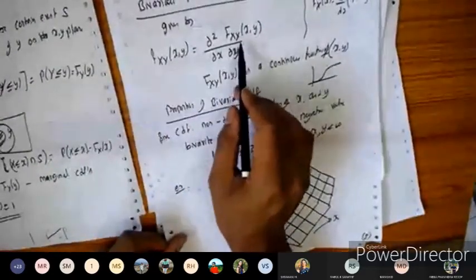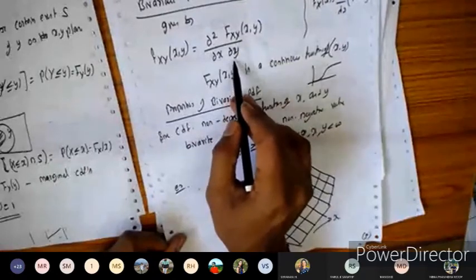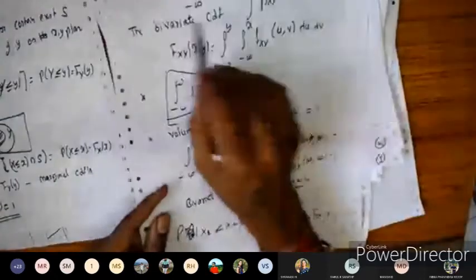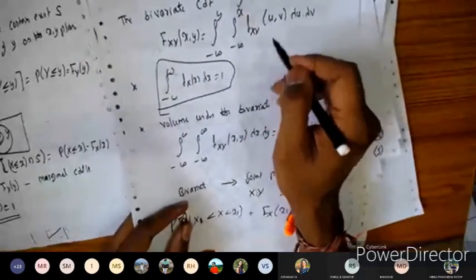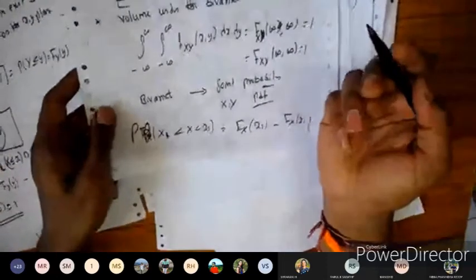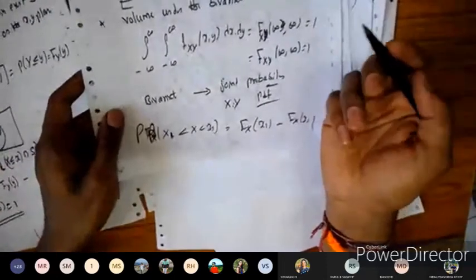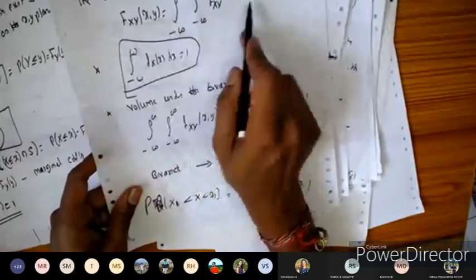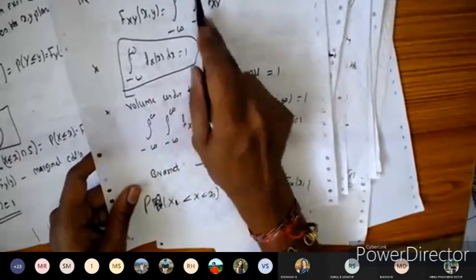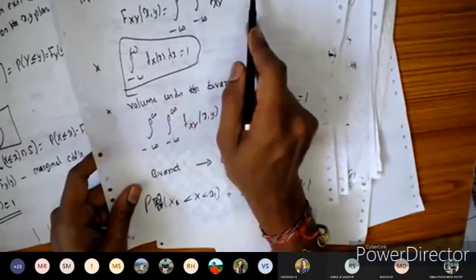For the bivariate PDF we write f_XY(x, y). If you differentiate the CDF, you get the PDF. For the PDF it is possible to extract the marginal PDFs from the joint or bivariate PDF. We can also obtain the CDF from the PDF by integrating from minus infinity to y and minus infinity to x.